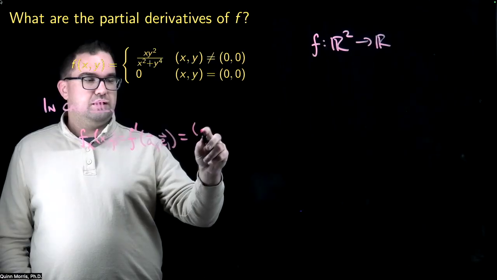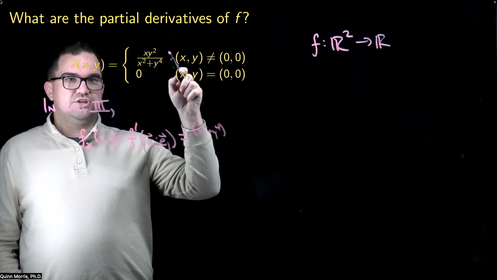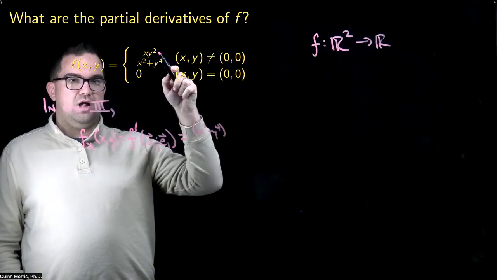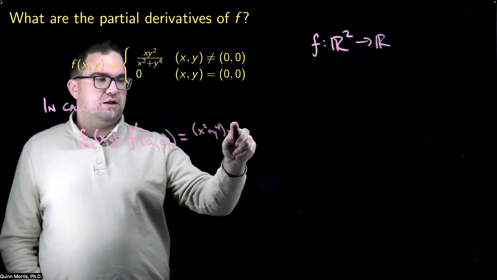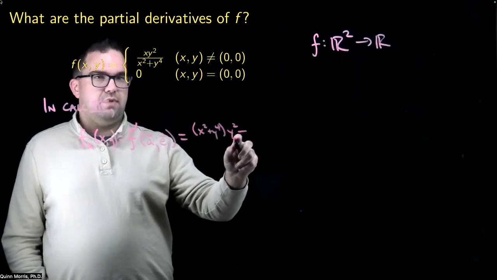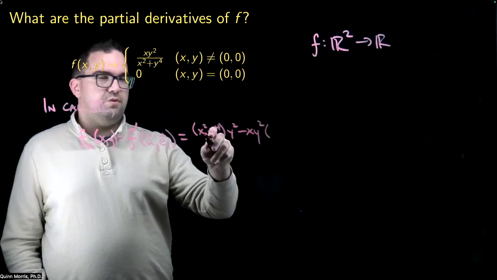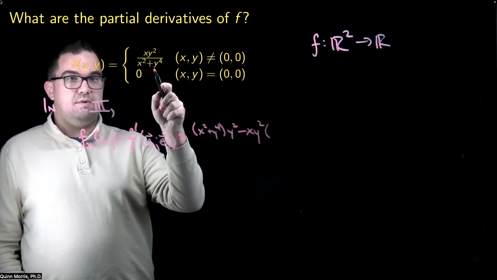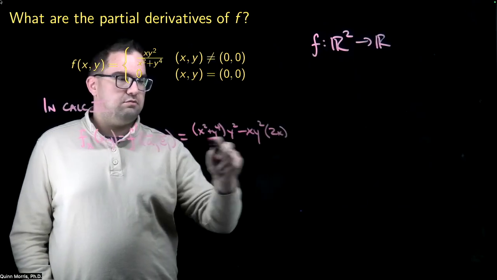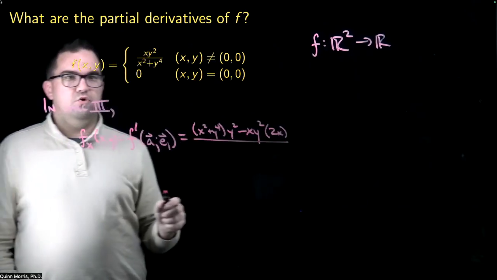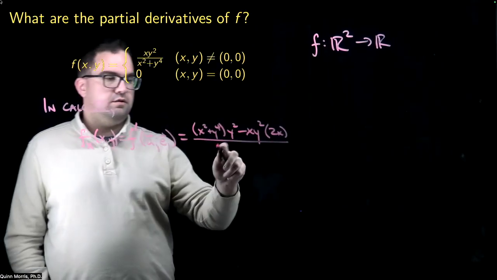So I need to use the quotient rule. So the derivative would be low times the derivative of the top. I'm pretending y is a constant, so this is a constant times x, so the derivative is just that constant. So minus high times the derivative of the bottom. Well, the derivative of the bottom, I'm pretending y is a constant, so that's just going to be 2x, all over the bottom squared. Okay.